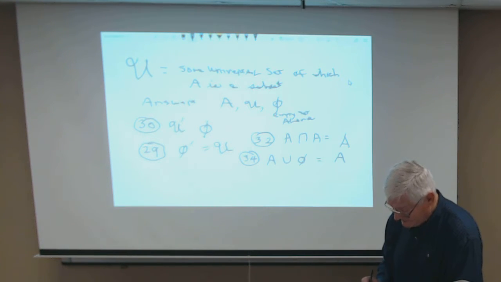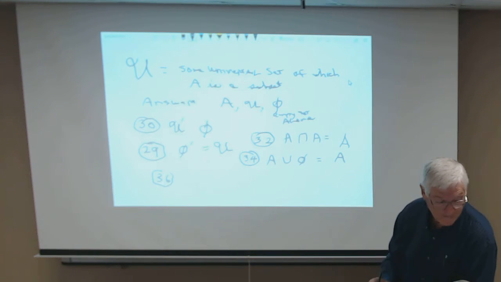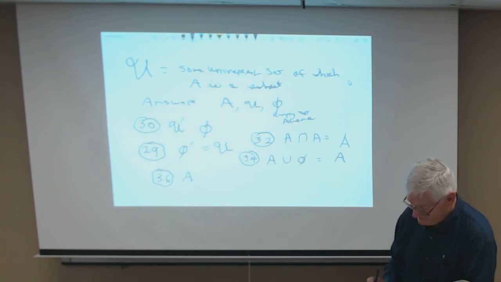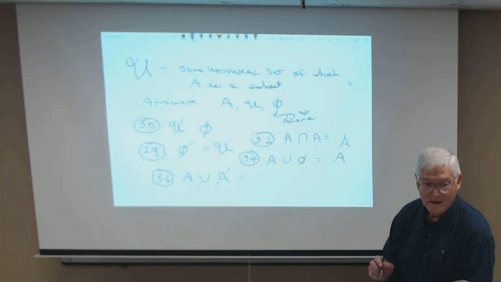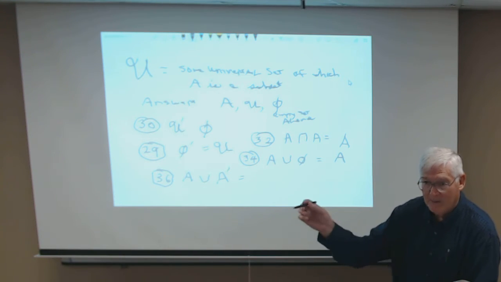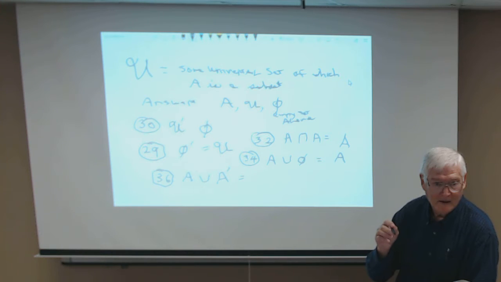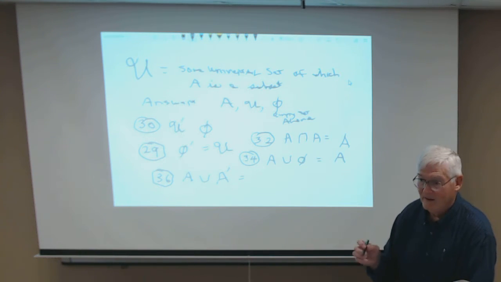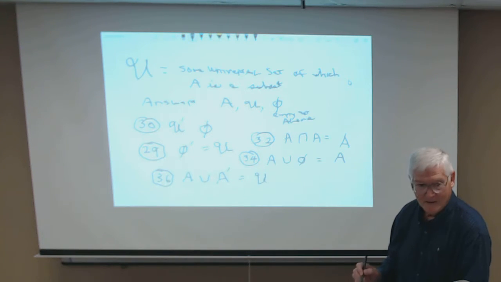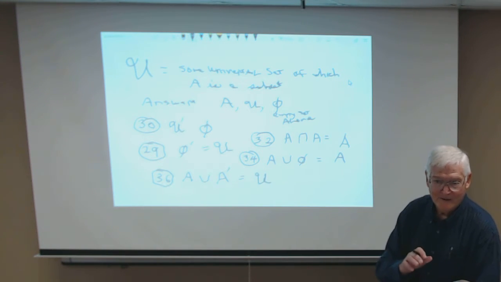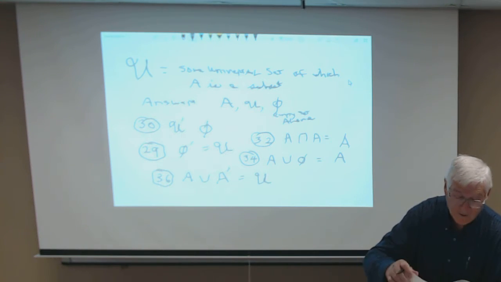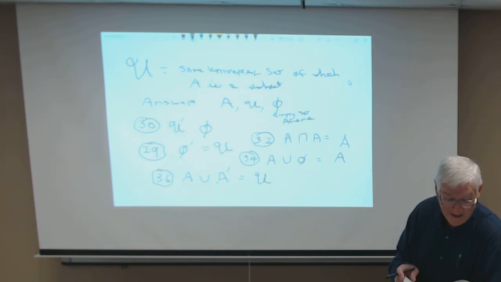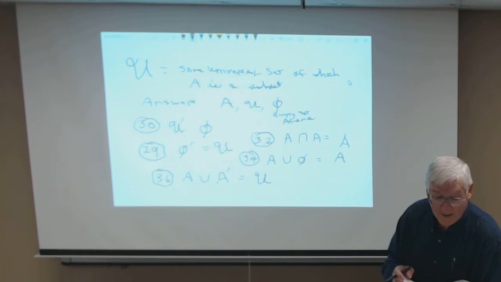36. That looks like a fun one. A union the complement of A. If I take A and its complement and I put them together, what do I have? The universe. Everybody follow that one? Because the complement of A is everything in the universe that's not in A. So if I put those two together, I unite them, I've got the universe. You guys are good at this. Okay, let's do some applications. Problem number 40.